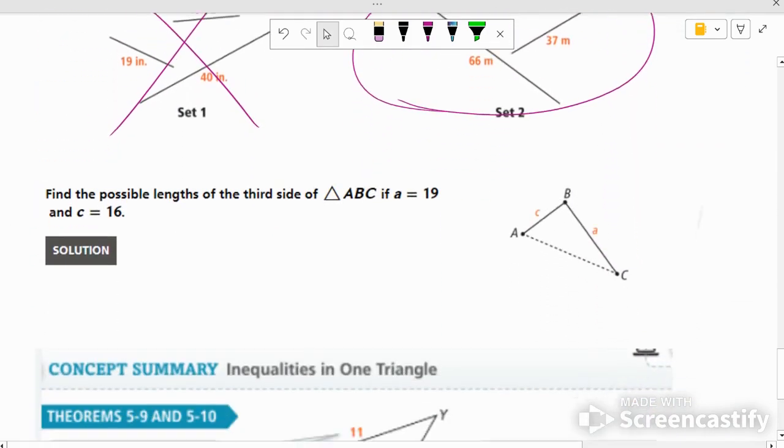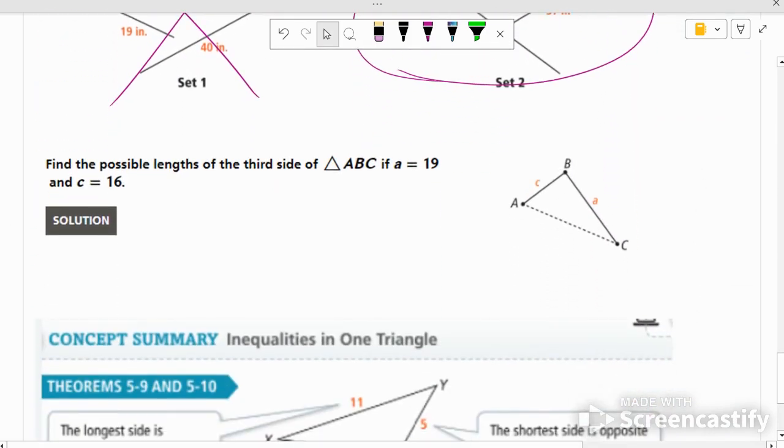All right, so we talked about the triangle inequality theorem. Now, finding the possible lengths of sides. This is a little more difficult for some people.